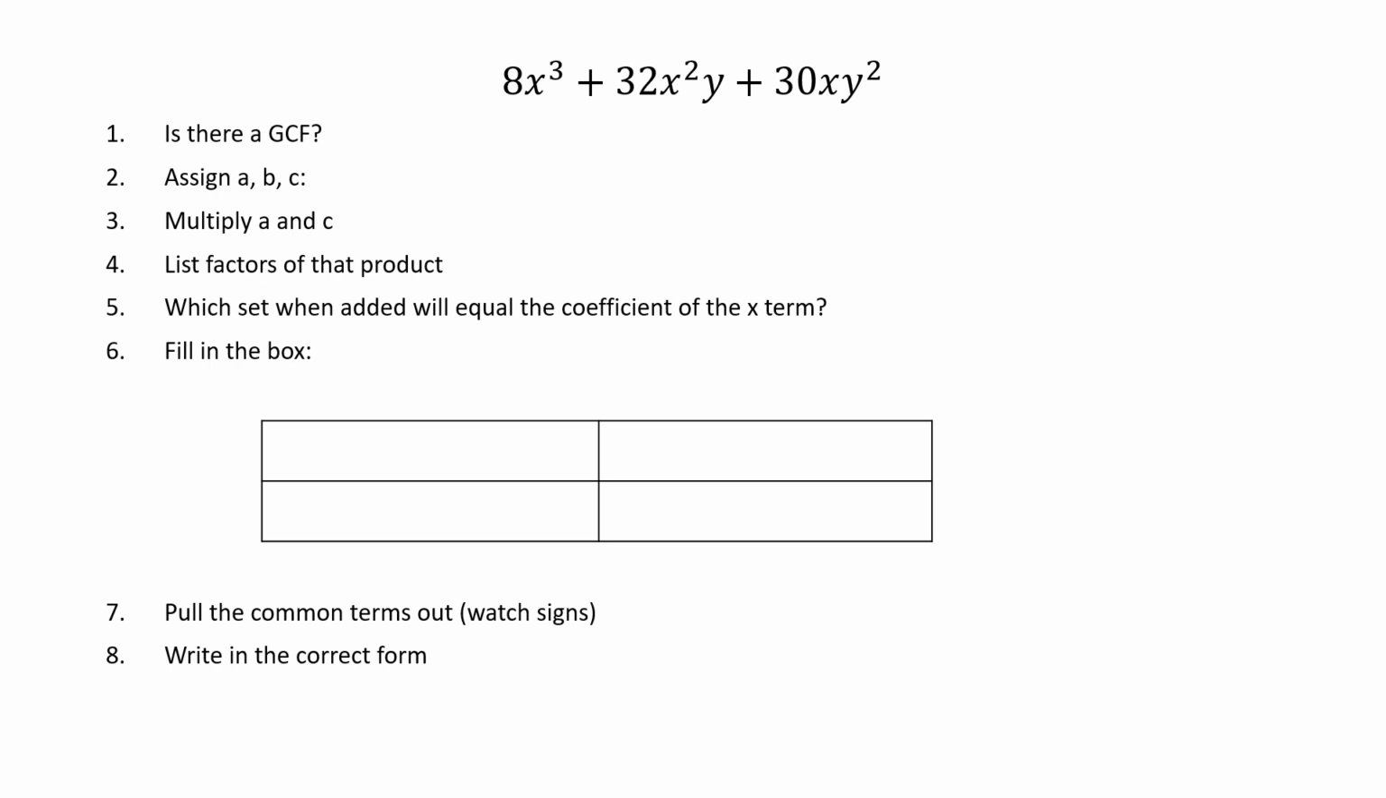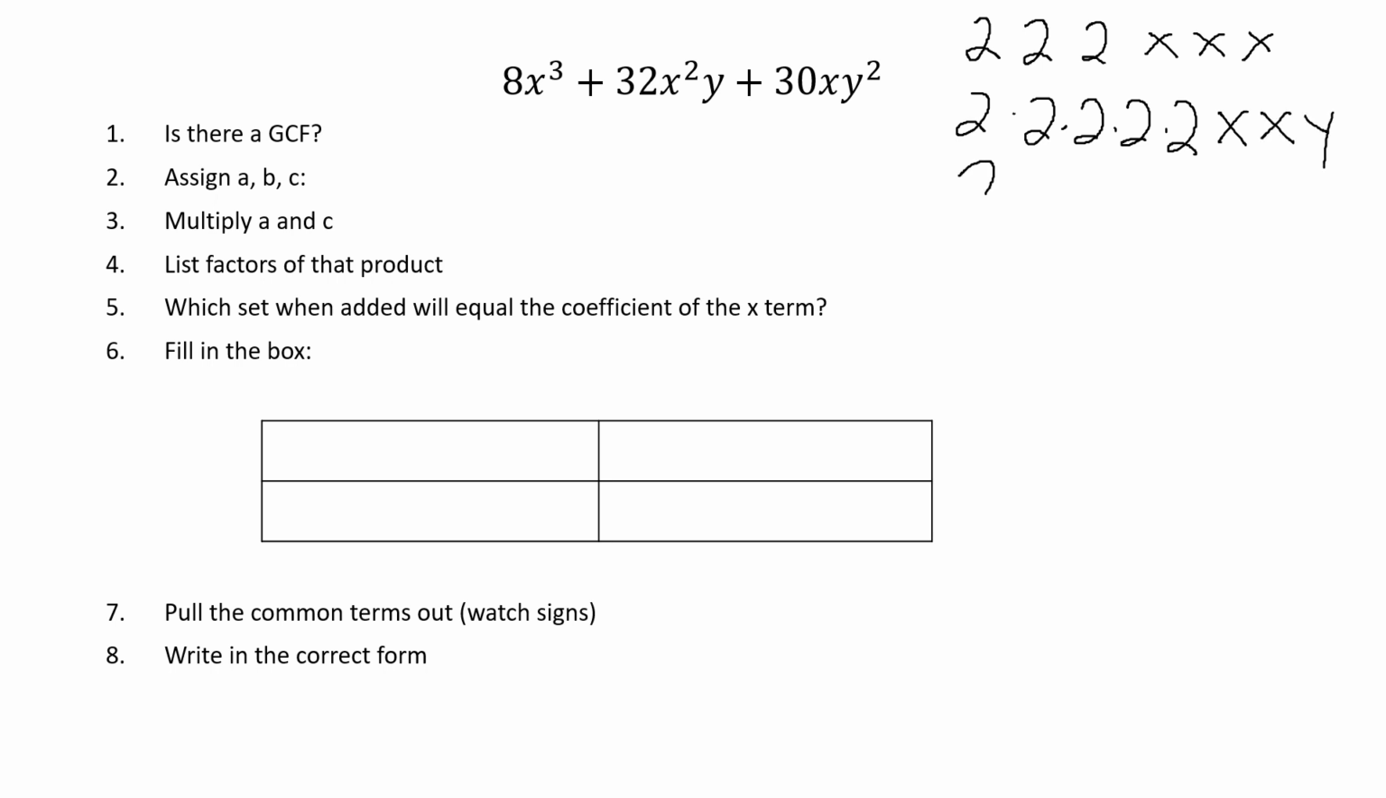All right, so our common term here is going to be 2x. But I feel like I need to write this one out because it's big. 2, 2, 2, 1, 2, 3. Then 32 is going to be 2, and then that'll give you 16, that'll give you 8, and then x squared, y. 30 is going to be 2 times 15, 15 is 3 times 5, x, y, y.